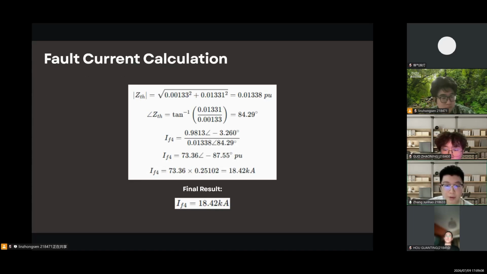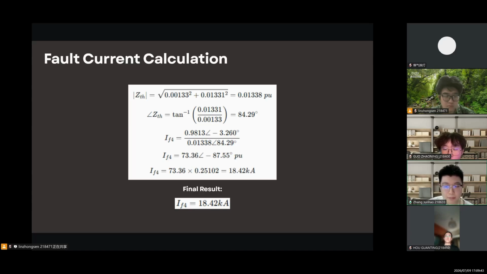Here's the fault current calculation. This slide shows the final fault current calculation. After substituting the values into the formula, the three-phase fault current at bus 4 is 18.42. This value is important for protection design. The circuit breaker must be able to interrupt a current higher than this value with the proper safety margins. If the breaker rating is too low, it may fail to clear the fault safely.